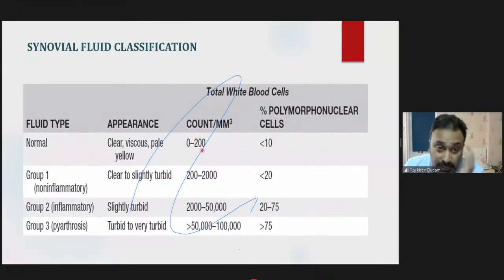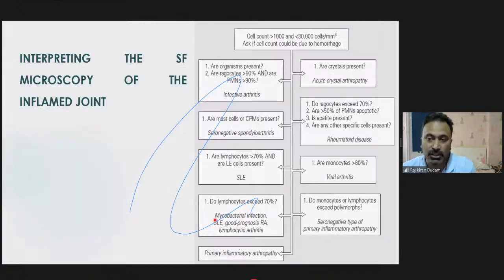And always when you look at the synovial fluid cell count, also ask for a differential count. This will give you a clue. Ask about the polymorphonuclear cells and ask about the lymphocytes. 200 to 2000, it can still be non-inflammatory sometimes, but more than 2000, definitely think of inflammatory arthritis. More than 50,000, keep pyoarthrosis in your mind.